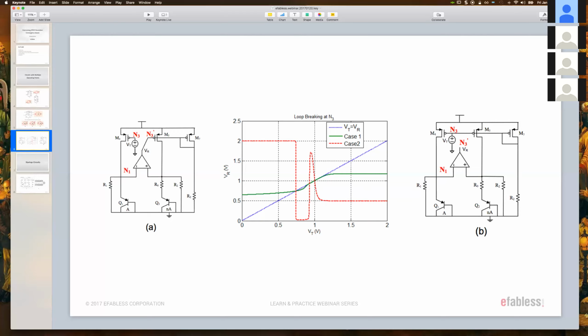Now if you see something like this, the blue here represents the sweep being swept. It's the 45-degree line, and depending on where you break the loop, you will see different responses. But in all cases, you'll find there's an indication of multiple operating points, and the design of the startup circuit needs to be in such a way to bring you to the right point that is intended for your design.